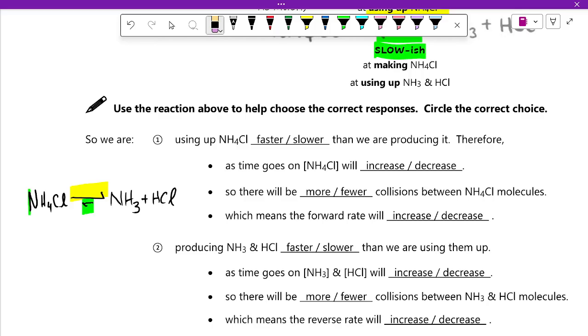Are we using up NH4Cl faster than we are producing it or slower than we are producing it?